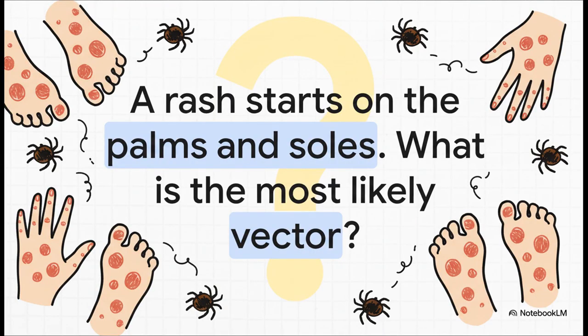Okay, time to put it all together. Quick question. You see a patient with a rash that started on their palms and soles. What does that immediately tell you? It's the spotted fever group, right? And what's the #1 vector for almost every disease in that group? The tick. See? That's how you connect the dots from the clinic straight to the vector.